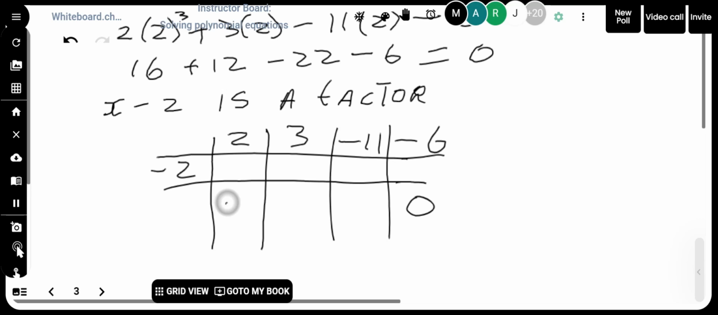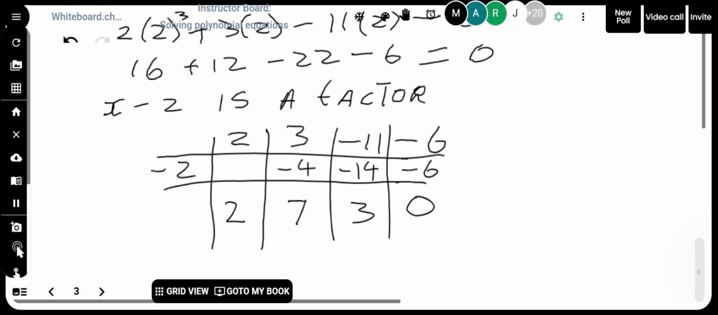Bring down the 2. Then I multiply minus 2 times 2, which is minus 4. So minus 4. 3 minus minus 4 is 7. 2 times 7 is 14. Minus 11 plus 14, of course, is 3. 2 times 3 is 6. And yes, it does match up quite well.